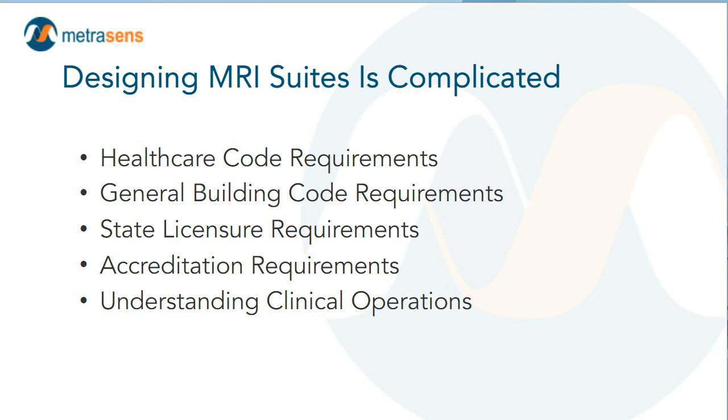Then we have accreditation requirements. And if you're in a hospital, you're probably dealing with enterprise level accreditation like Joint Commission or DNV. If you're an outpatient imaging center, you probably are dealing with ACR or IAC modality level accreditation. And if you're in a hospital and you have both enterprise and modality level accreditation, you probably have a bit of both. And ultimately, we're designing these spaces to serve clinical function.